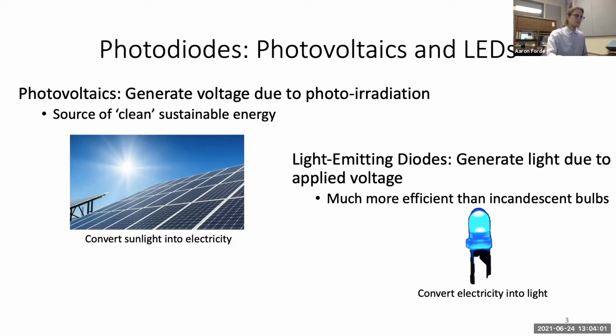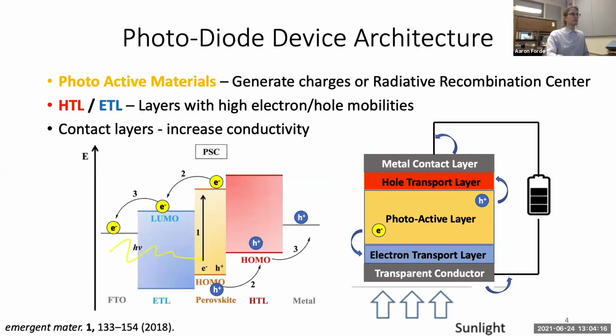And it's been shown that they've been more efficient than incandescent bulbs, which rely on heating the material, whereas with LEDs, you can tune the emission based on the material in the device. For photodiodes, they have very similar device architectures, which are illustrated and color-coded in this slide. They're made up of a photoactive material, which generates charges or acts as recombination centers. And those are the yellow materials.